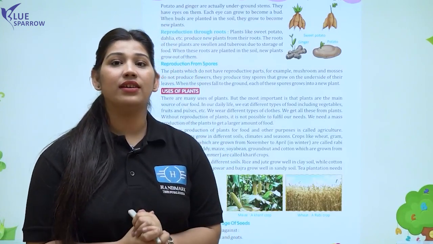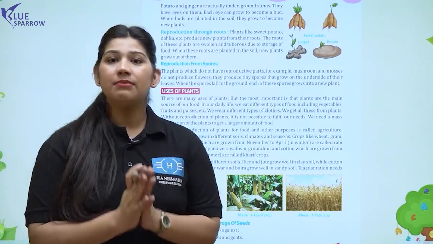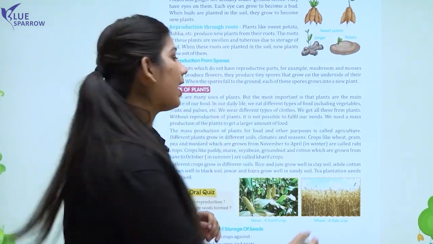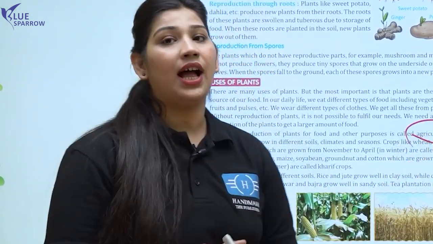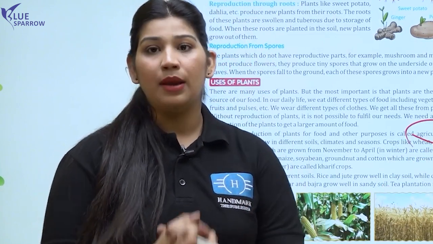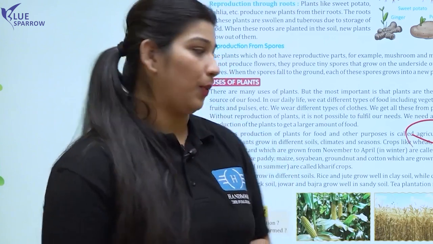Plants also provide us fiber. Clothes are made from this fiber. The mass production of plants for food and other purposes is called agriculture. Plants are grown according to seasons, climate, soils, etc. Plants which are grown in winter season are called rabi crops.